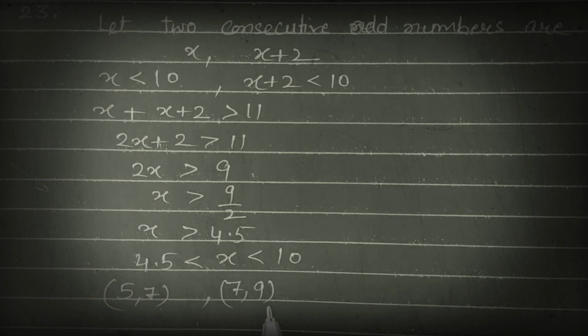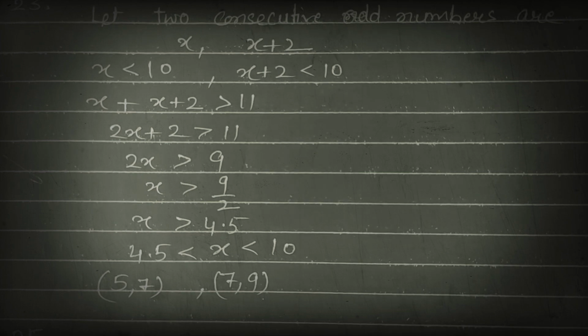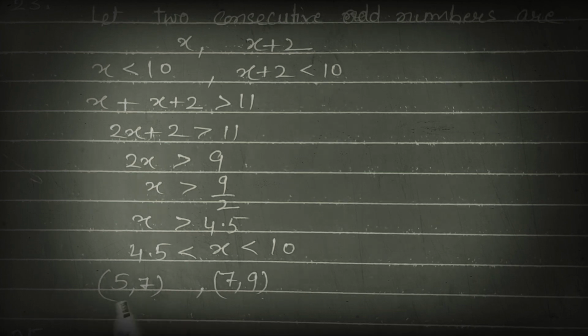So these are the odd positive integers whose sum is more than 11. Is it okay? This is a pair of odd positive integers, and this is also a pair of odd positive integers. Their sum is more than 11 and both are less than 10.